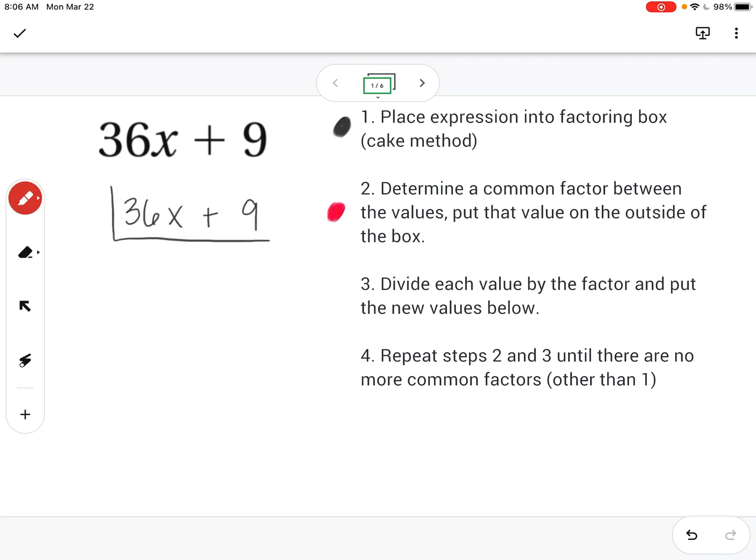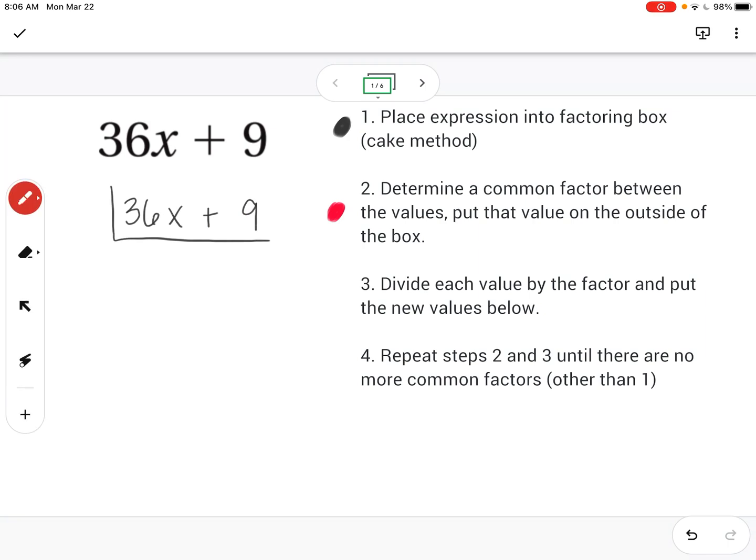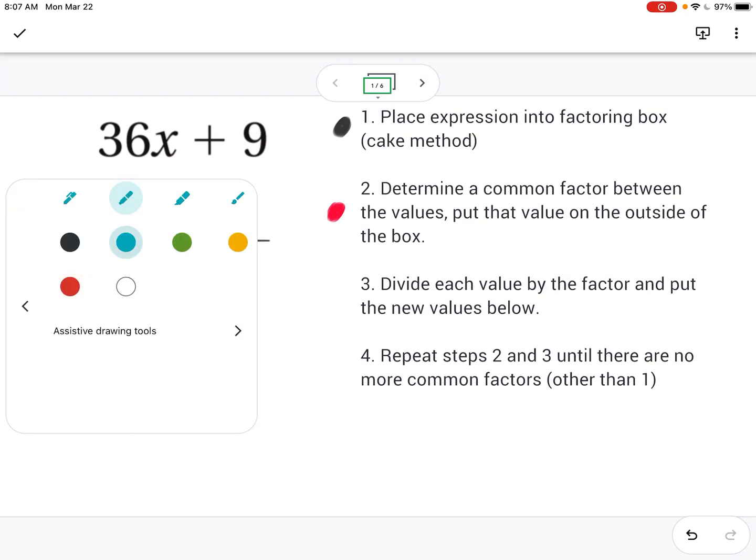Determine a common factor between the values. Put that value on the outside of the box. So remember, we're going to look at these two values. We have 36x and 9, and we're going to ask ourselves, do those have a common factor? And in this case, I'm going to think of one. Let's see. 3 plus 6 is 9, so I know 3 goes into 36, and I know 3 goes into 9 as well. So I'm going to say 3. And then from there, I'm going to move on to my next step.